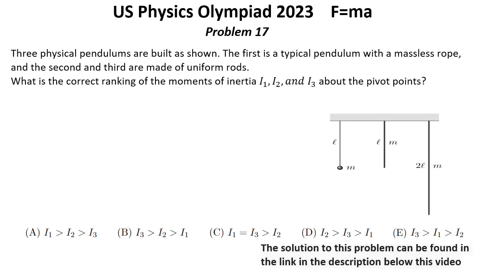Problem number 17. Three physical pendulums are built as shown. The first is a typical pendulum with a massless rope, and the second and third are made of uniform rods. What is the correct ranking of the moments of inertia I1, I2 and I3 about the pivot points?